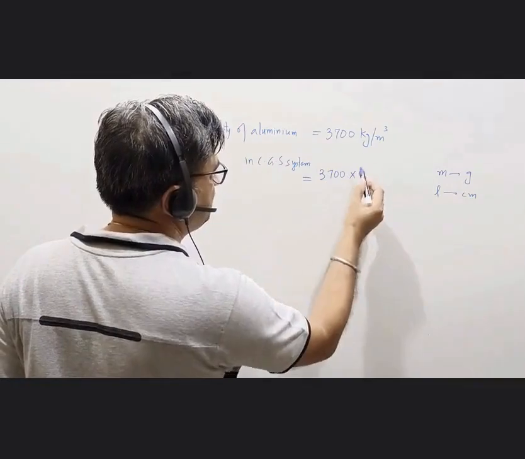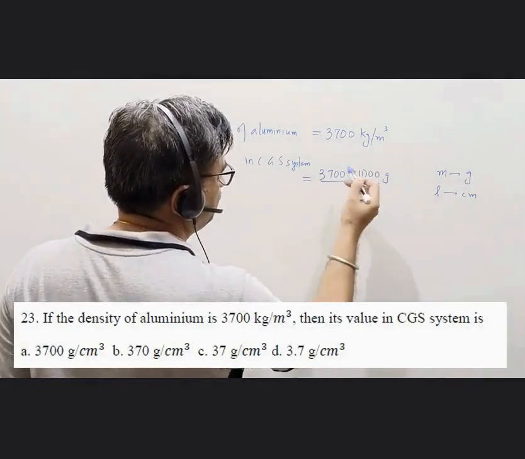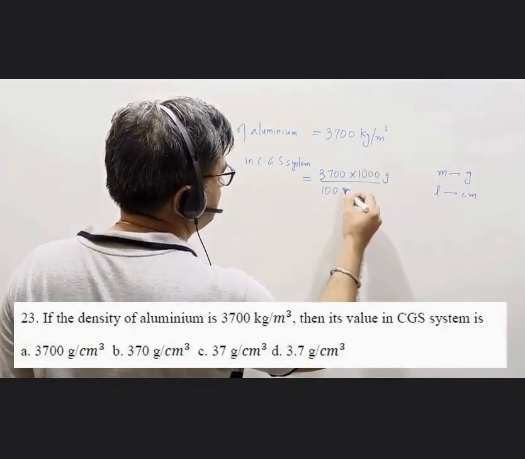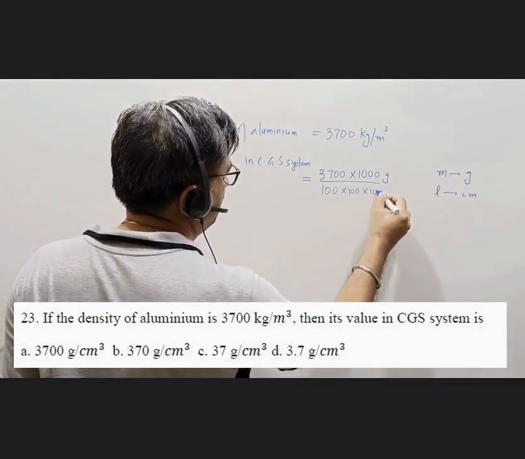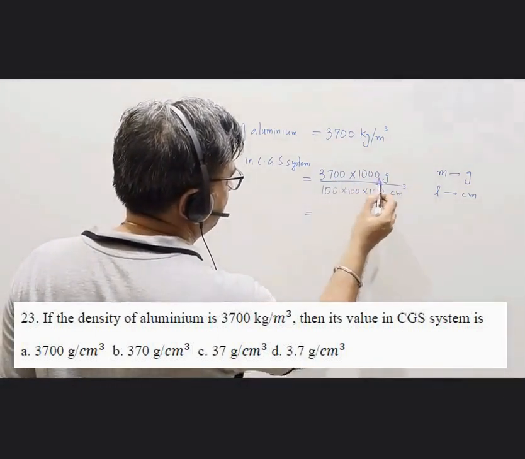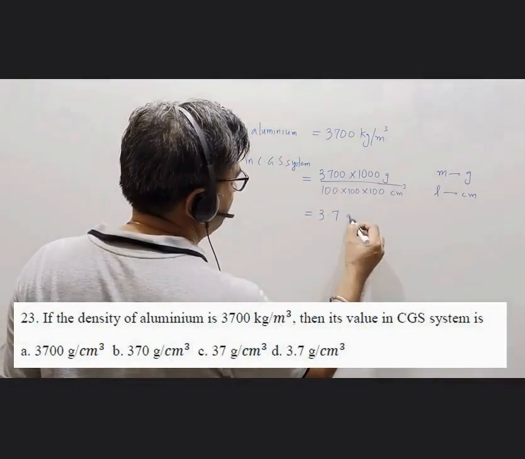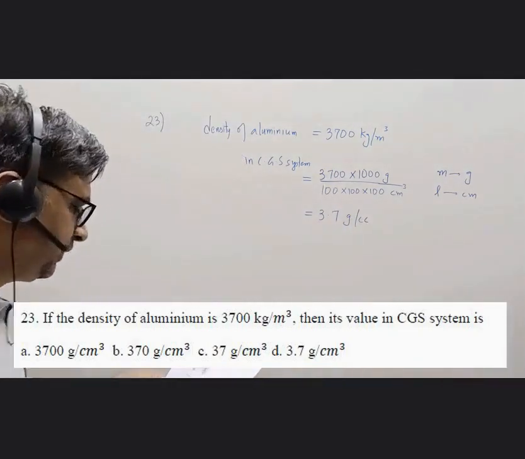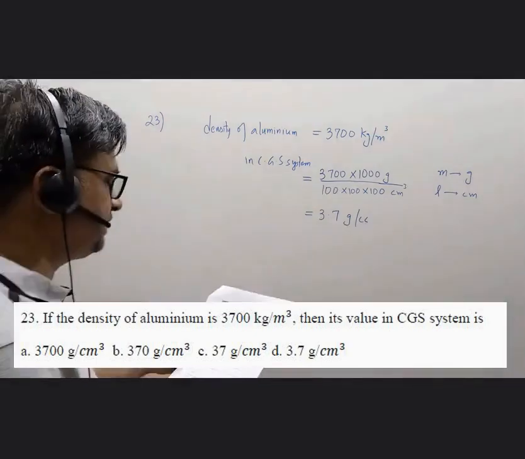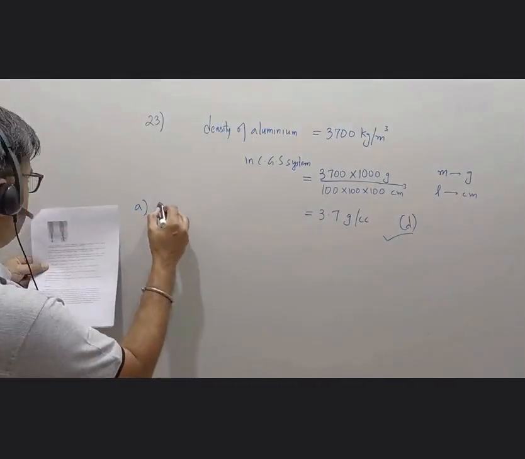So 1000 kg to grams will be 1000 grams divided by meter cube into centimeter cube. Mind you, it will be meter into meter into meter, so it will be 100 centimeters into 100 centimeters into 100 centimeters, and that will make it centimeter cube. As we see, there are 5 zeros here and 6 zeros here. So it will eventually come to 3.7 gram per cc, and that will make it answer choice D as the correct answer. I'll write the answer choices as well.